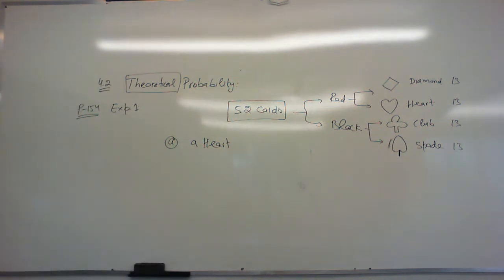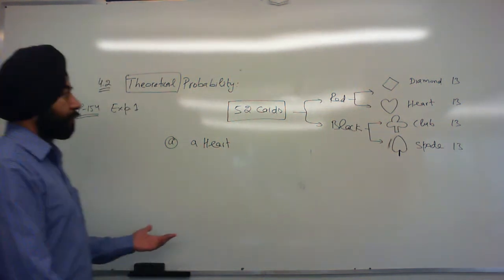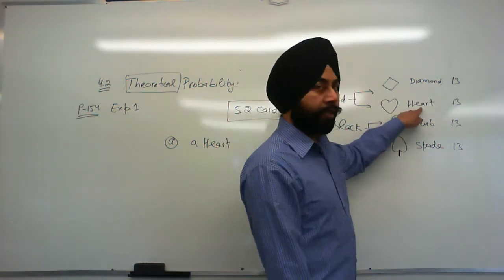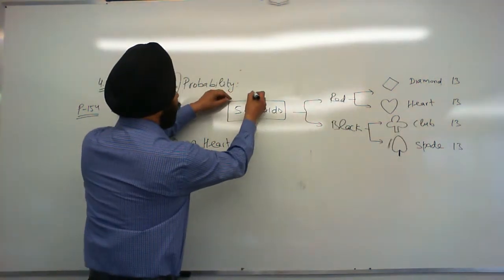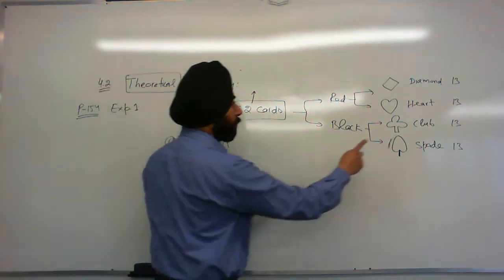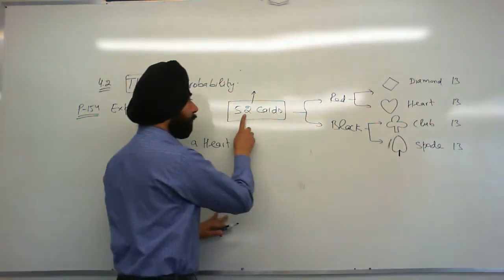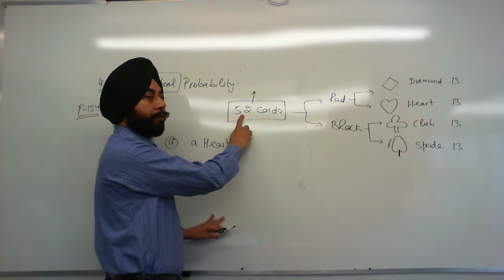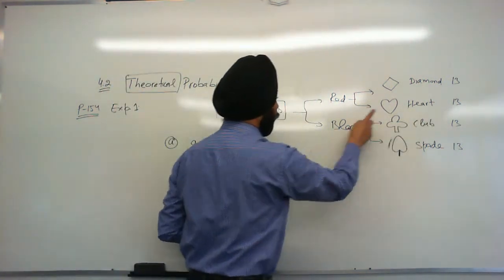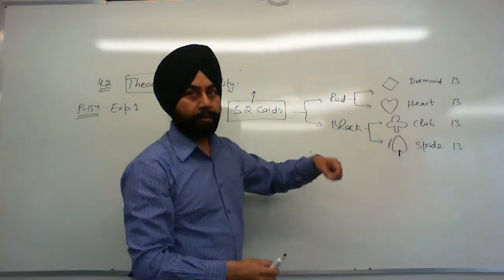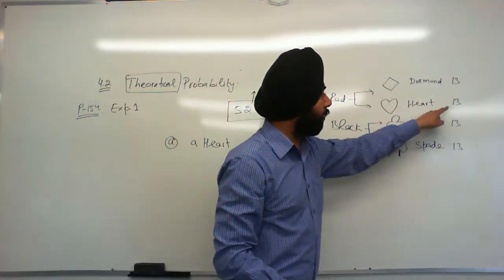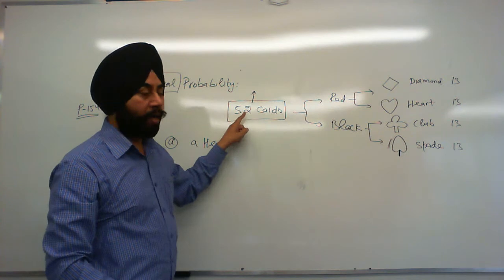13 out of 52. Yes, easy stuff. You got 13 cards that are heart. So what's the probability that the card that you draw is heart? That will be 13 out of 52. You got 13 heart cards and total number of cards is 52. So what's the probability of drawing a heart? 13 out of 52. How do you write it?